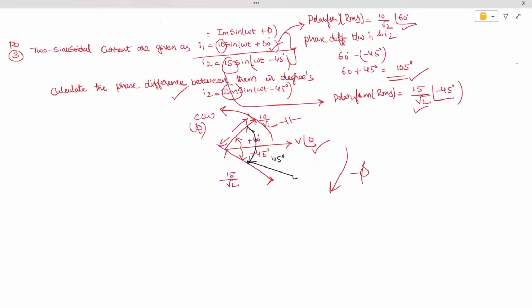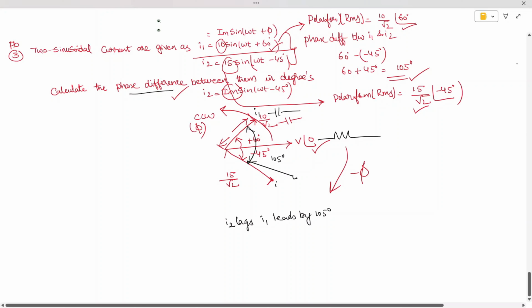That's how to calculate. If you mark this current as I1 and this current as I2, what is leading? So you can say here I2 lags I1. I2 is lagging I1, where I1 leads by 105 degrees. This is how to calculate the phase difference between the two currents I1 and I2, where I can say I1 is the current across the capacitor, whereas I2 is the current across the inductor. If they are in phase, this will be resistive. So like this we have to consider.